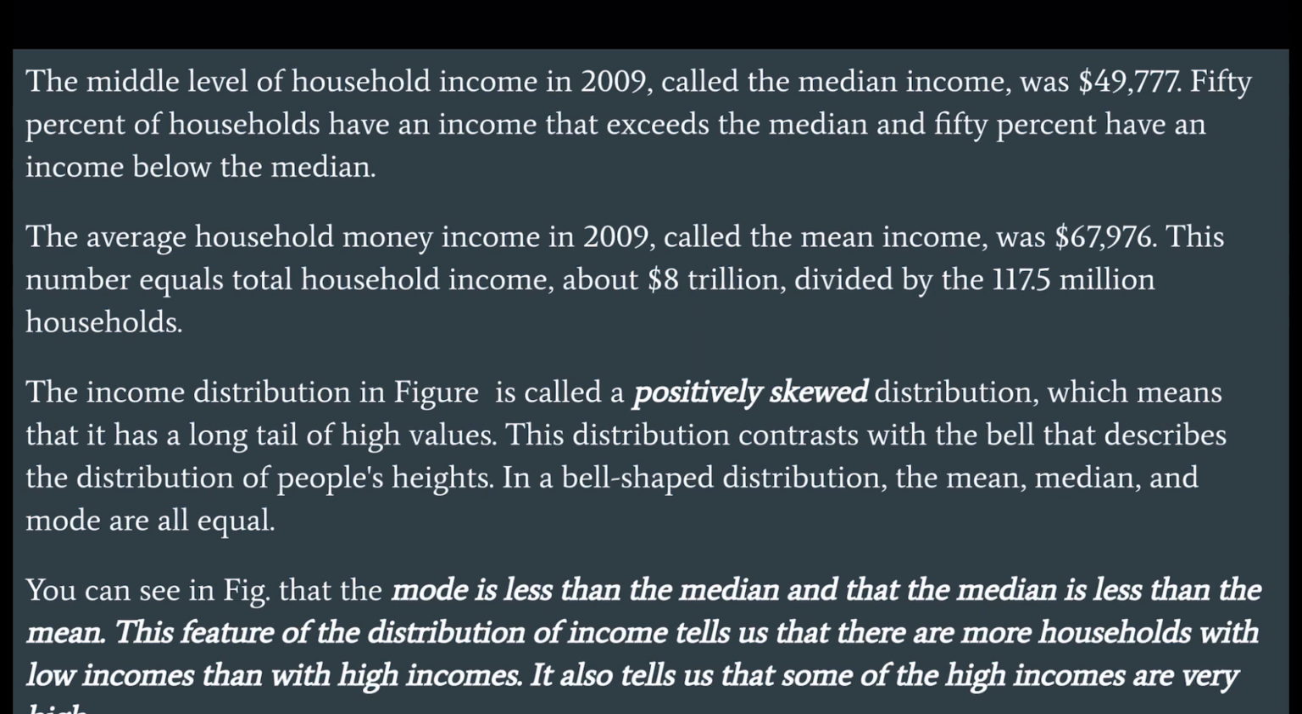The income distribution in the figure is called a positively skewed distribution, which means that it has a long tail of high values. This distribution contrasts with the bell shape that describes the distribution of people's heights. In a bell-shaped distribution, the mean, median, and mode are all equal. You can see in the figure that the mode is less than the median and the median is less than the mean. This feature of the distribution of income tells us that there are more households with low income than with high incomes. It also tells us that some of the high incomes are very high.